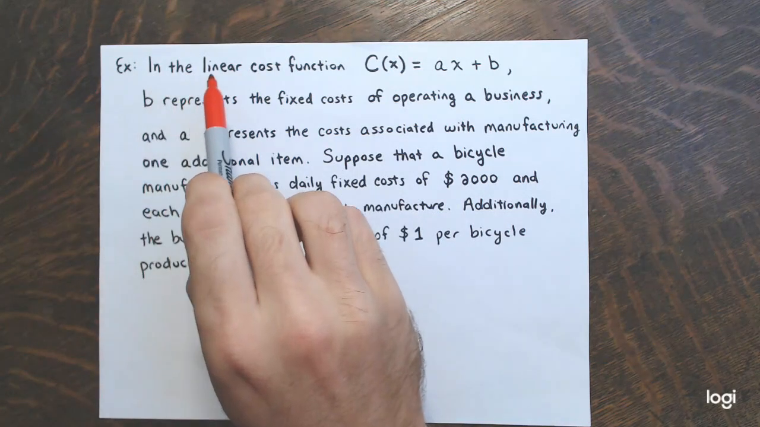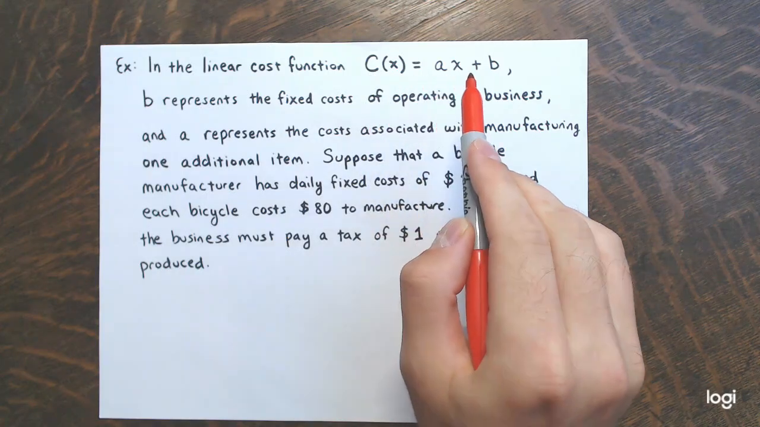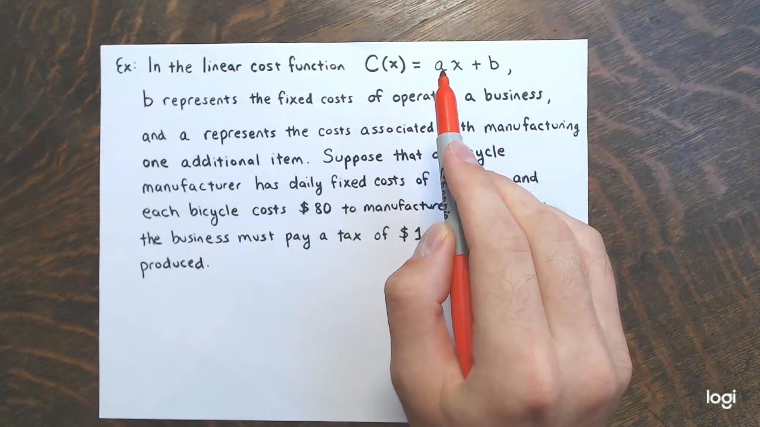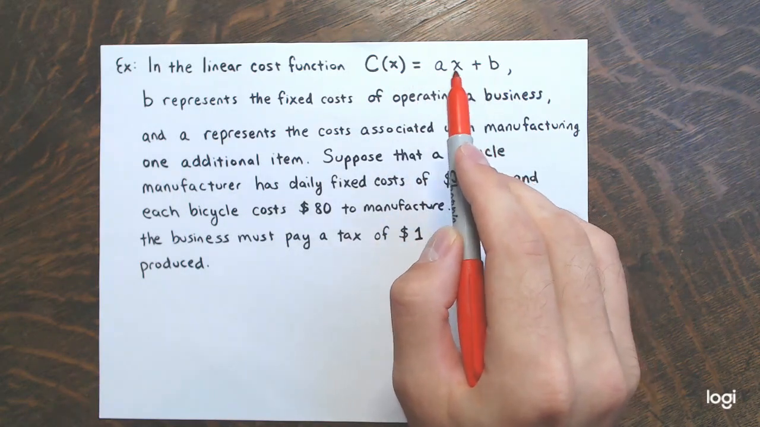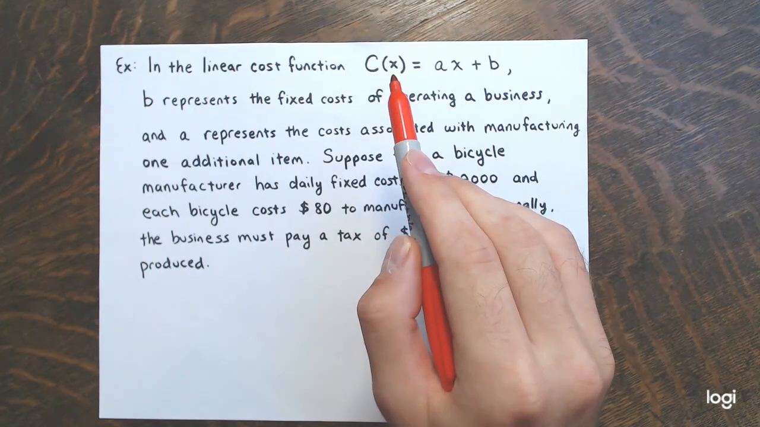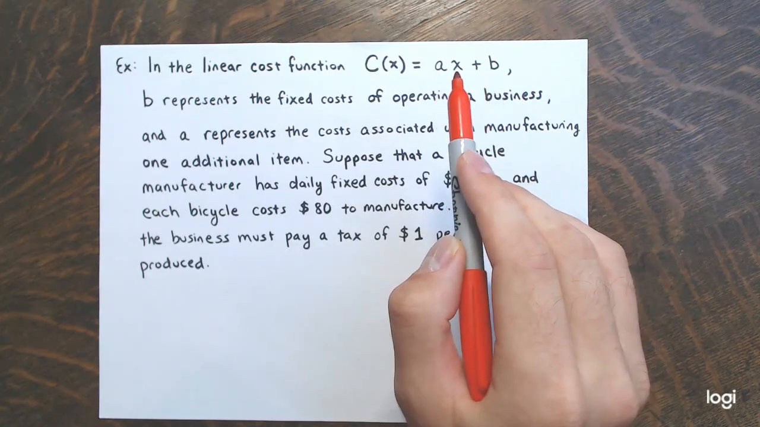Alright, so in the linear cost function, C of x equals ax plus b. If you want to replace a with m, that's fine. Remember, this is the slope of the line, so that a is the same as m, right? That's the slope. C of x equals ax plus b, so input x and the output is C, or C of x. Input x, output ax plus b describes how you get your output.